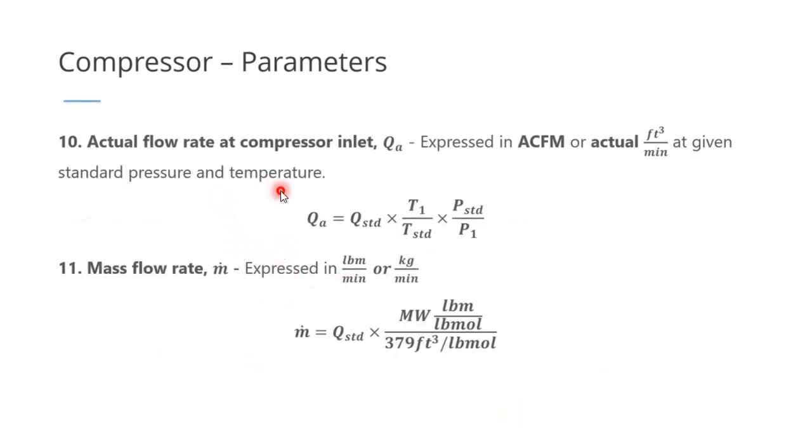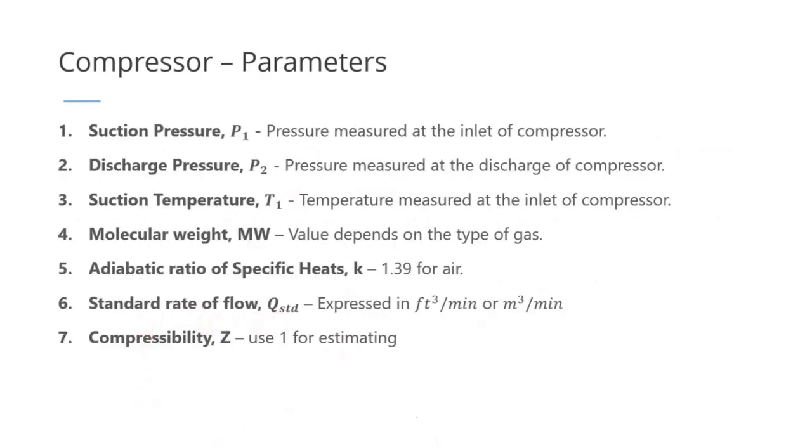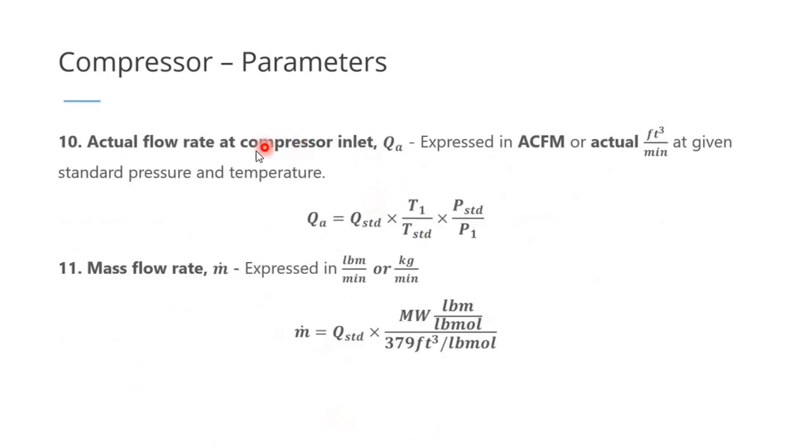Next, we have actual flow rate at compressor inlet. So using the standard rate of flow, QSTD, we can compute for the actual flow rate. So this is denoted as QA, also expressed in ACFM, actual cubic feet per minute. Ayan. So at a given standard pressure and temperature. So standard pressure natin, atmospheric is 14.7 psi. For temperature, usually nasa 50 to 60 Fahrenheit. So, ito yung formula ng actual flow rate.